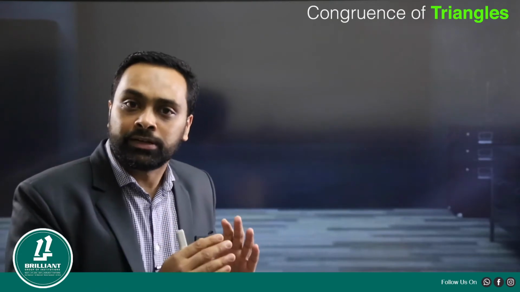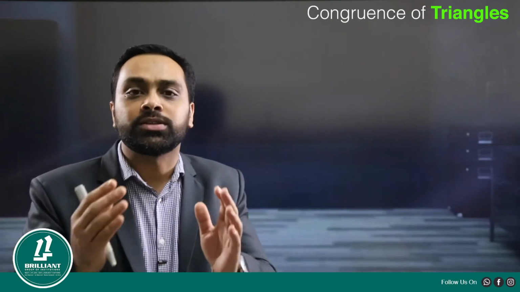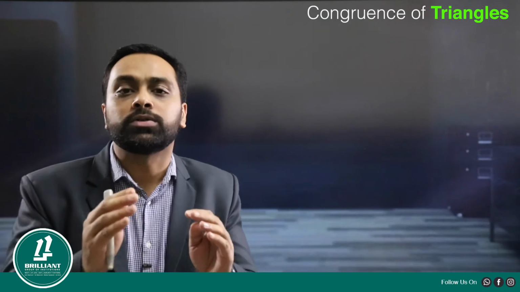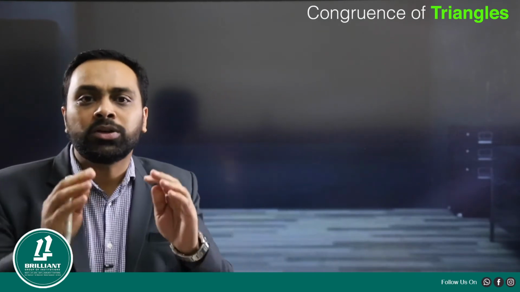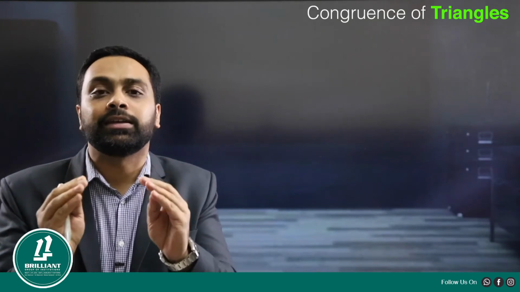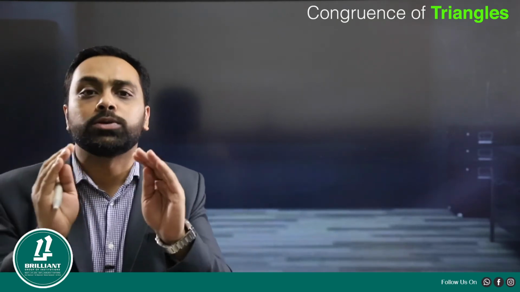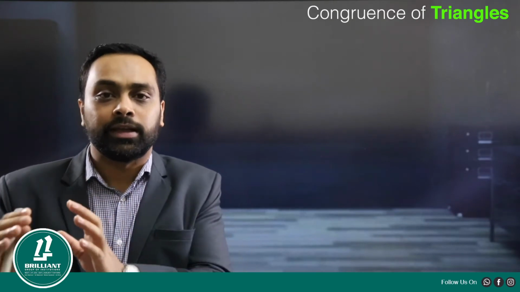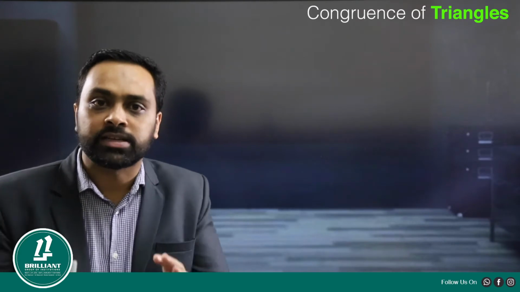Yes, students, now we are going to check the congruency of triangles. So far what we said was about congruent shapes only. Now we are focusing on congruency of triangles. How do we check congruency of triangles? When can we say two triangles are congruent? For that we have certain criteria, some congruency rules. There are many rules, and we will discuss them one by one.